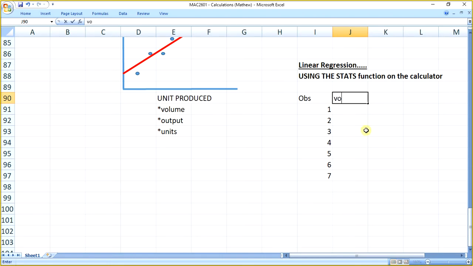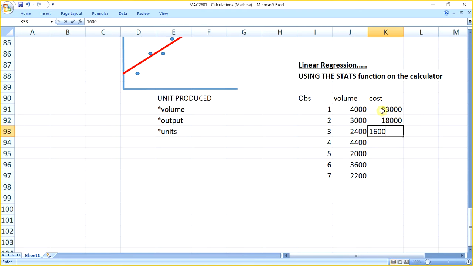Okay, so I'm just showing what they've got here: volume and then costs. You've got observations: 4,000, 3,000, 2,400, 4,400, 2,000, 3,600, and 2,200. Then the costs: 23,000, 18, 16, 24, 11, 23, and 15.